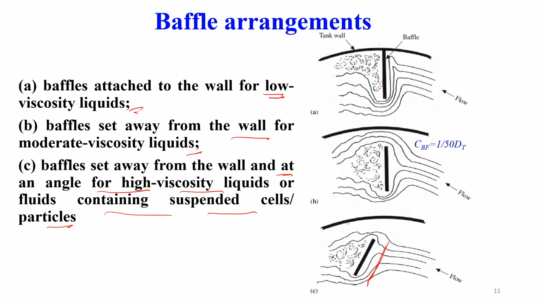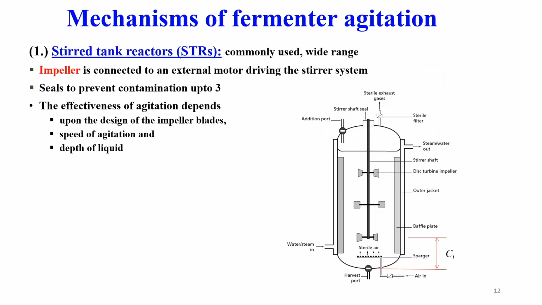And typically, what is the clearance here? It is defined in relation to the tank diameter. So, it is 1 upon 50 times the tank diameter, 1/50th of the tank diameter. Now, we will quickly see how the agitation takes place.